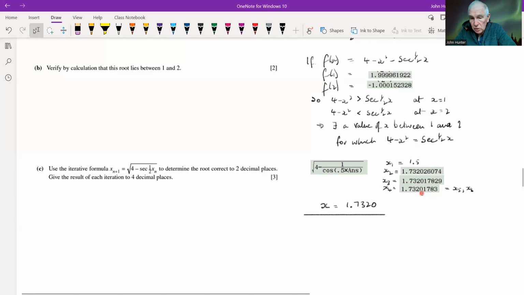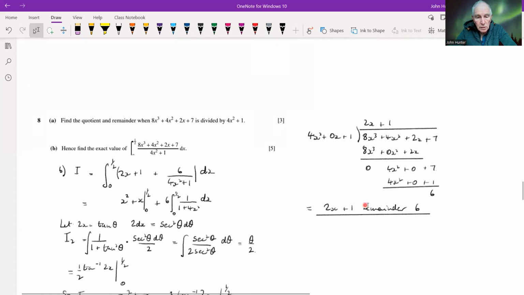They don't all converge this quickly, but basically we've got to our solution by x sub 4. So that's very rapid convergence. So anyway, that is our solution. X equals 1.7320. Right. Okay. So that is that one.